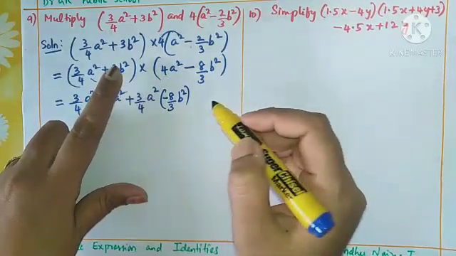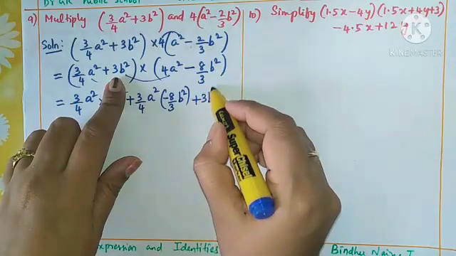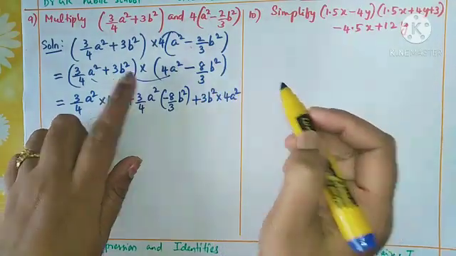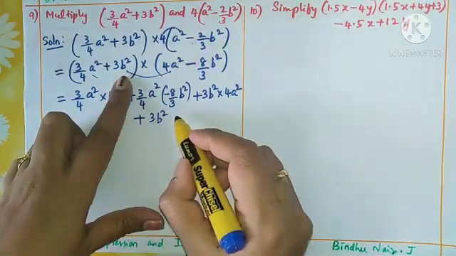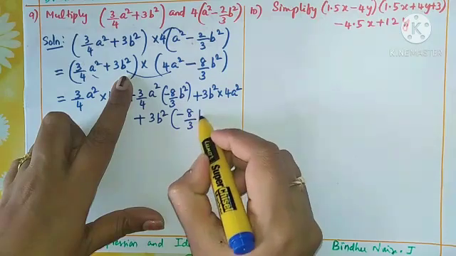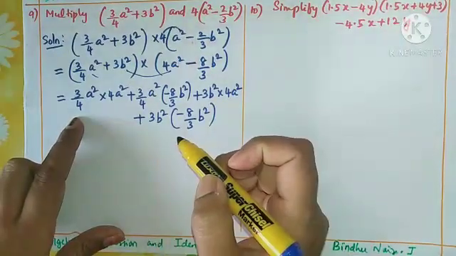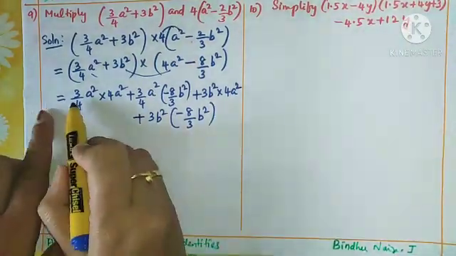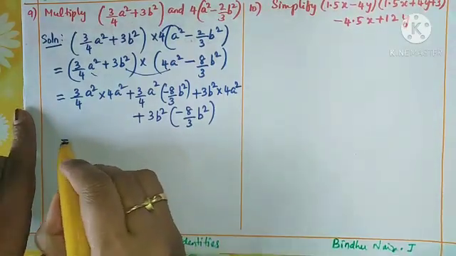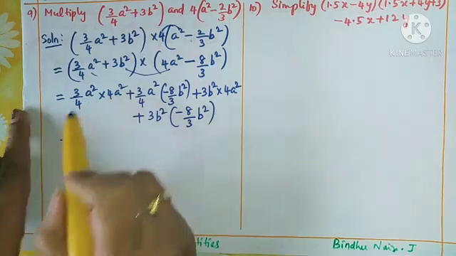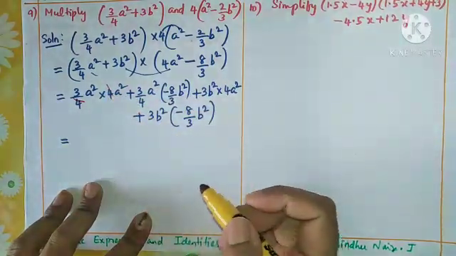Now come to the second term, 3B square into this first term. So 3B square into 4A square. Okay, now the next is plus 3B square into minus 8 by 3B square. Yes, so because minus is there, I put the bracket. Now you need to simplify. So here you see, multiply the numbers first. So that is equal to 3 into 4. Otherwise you can see here we can cancel this 4 and 4. 4 and 4 cancelled.